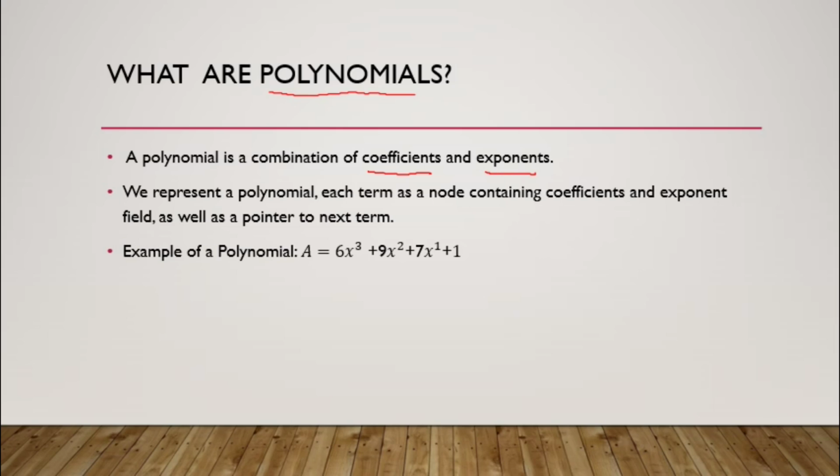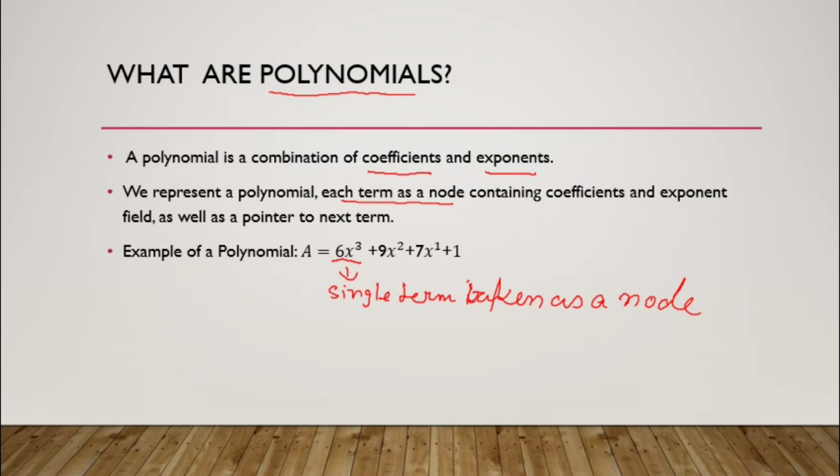So we represent each term of a polynomial as a node. When we represent this polynomial in a linked list, each term of the polynomial is taken as a node. Here, take one example: 6x cube is a single term, correct? This term is taken as a node.